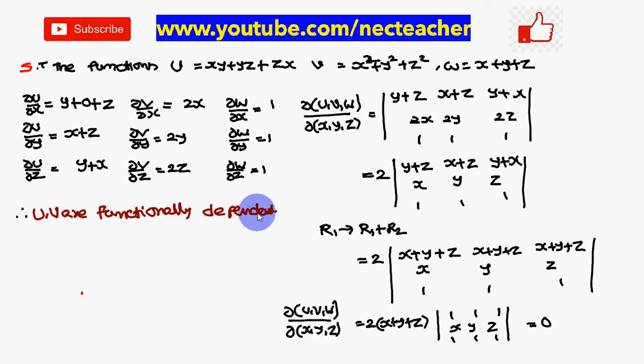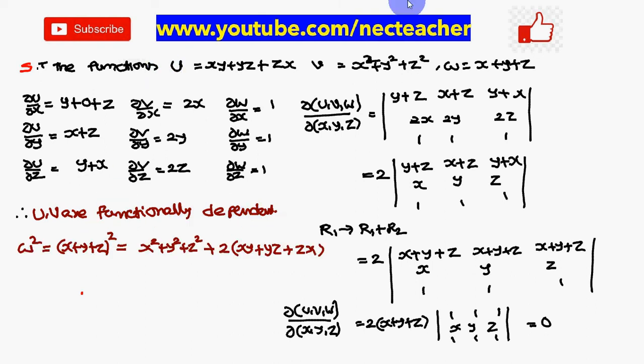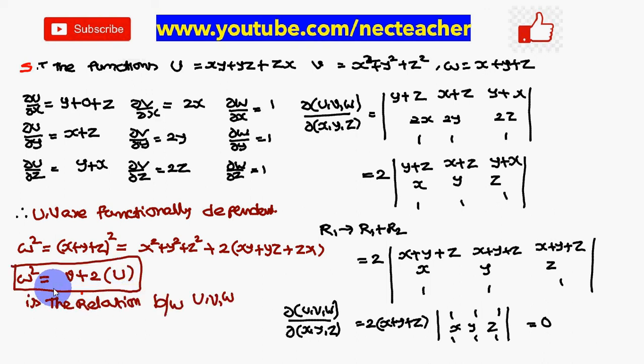What is the relation? w is equal to x plus y plus z. w square means (x plus y plus z) whole square. The (a plus b plus c) whole square formula is this one. So already you know the values: x square plus y square plus z square is v, and xy plus yz plus zx is equal to u. So w square is equal to v plus 2u is the relation between u, v, w.